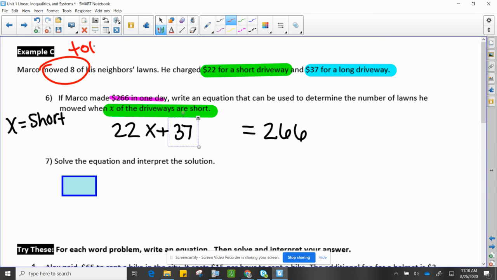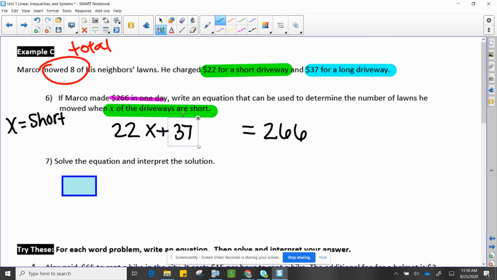He said in the beginning that he did a total of 8 driveways in that day. Okay, so I need to figure out how to take, so say I know he does, I'm making this up, I know he does 5 driveways that are short. Well, that left over then would mean he has 3 driveways that he did are long. Or if he did 4 short driveways, he did 4 long driveways. So the total always has to add up to 8. Now in this case, he did X short driveways.